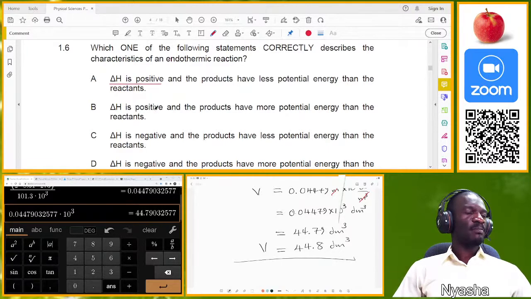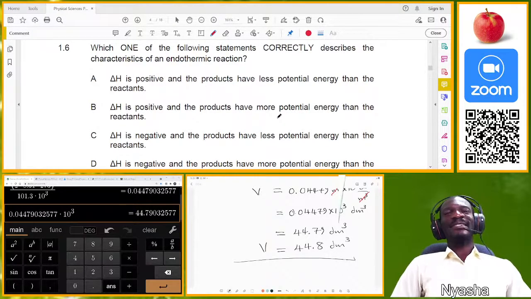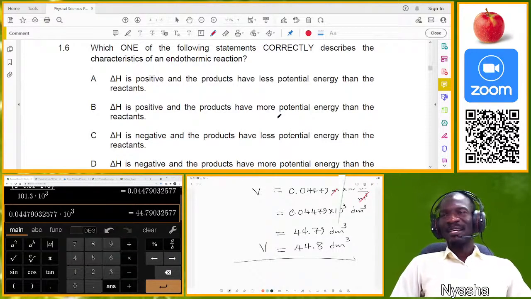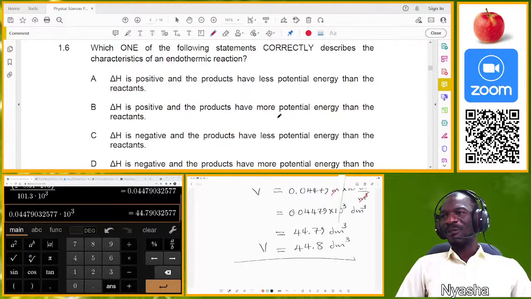Is the delta H positive or negative? Do the products have less or more potential energy than the reactants? More than or less than the reactants? I will be waiting for your answer for this one.